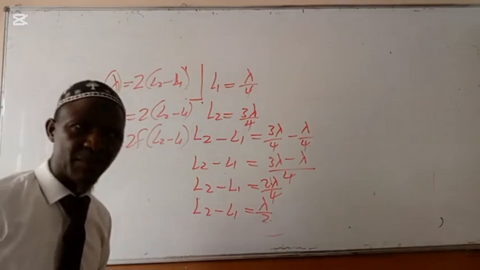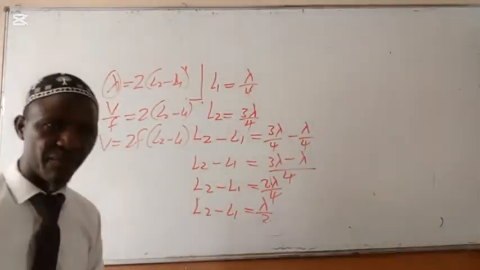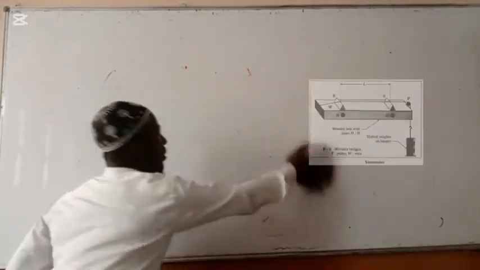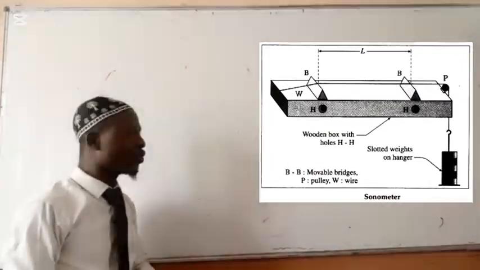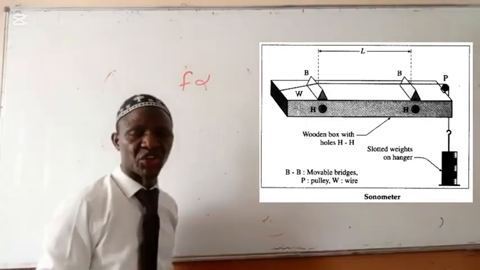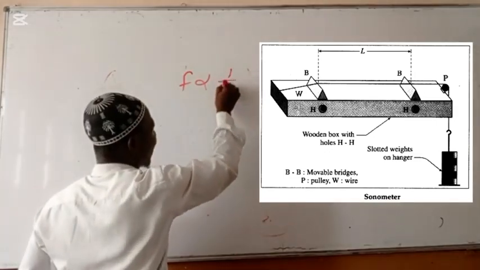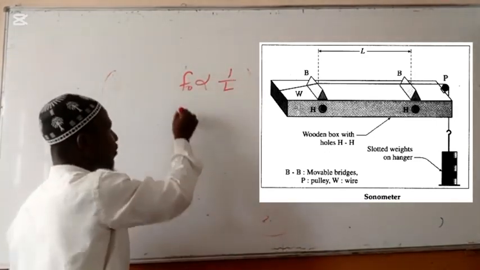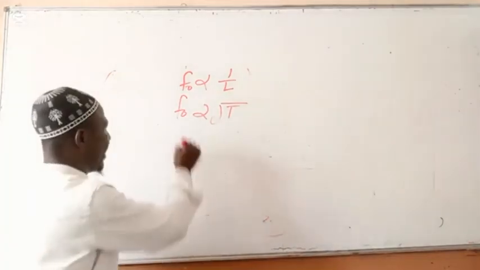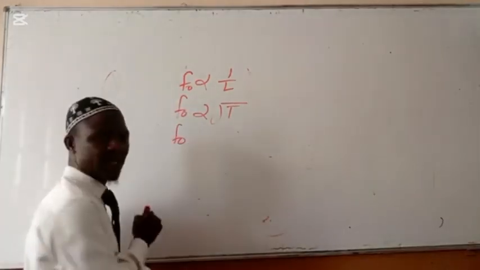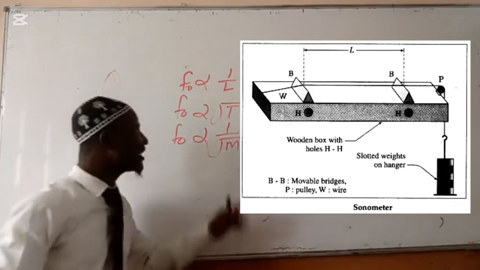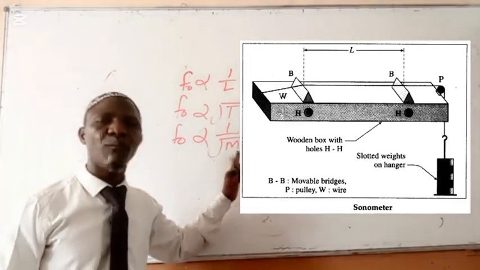Then another one is how to determine frequency of a sound wave using sonometer wire. So look at the diagram of the sonometer wire. From the experiment, it shows that the frequency varies inversely with the length of the wire. That is 1 over L. That same frequency, that is fundamental frequency, F naught, varies directly as square root of tension in the wire. Then the last one is frequency, that is F naught, fundamental frequency, varies inversely as square root of mass. And this mass, don't make a mistake, it's not ordinary mass, but mass per unit length.